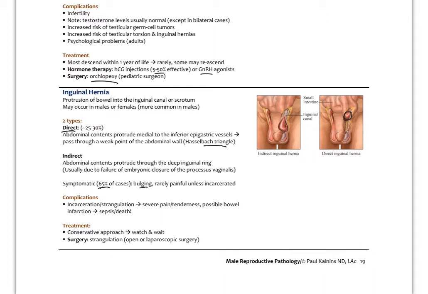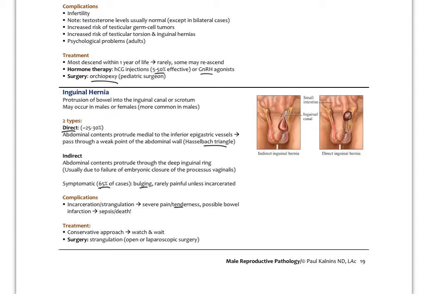With incarceration and strangulation, you start to see severe pain and tenderness in that area, possible bowel infarction, and that can result in sepsis and can be fatal. So we're always on the lookout with hernias, whether or not they need to be treated and whether or not there's any incarceration.